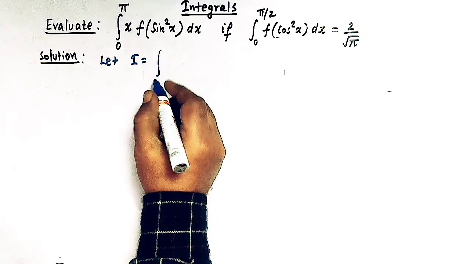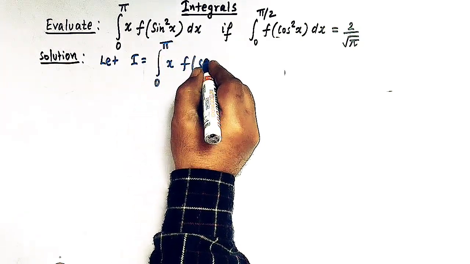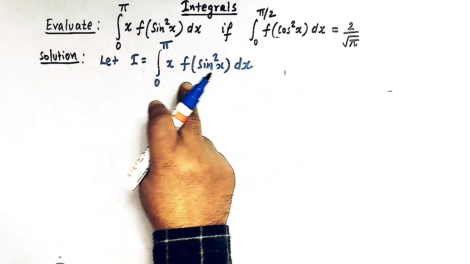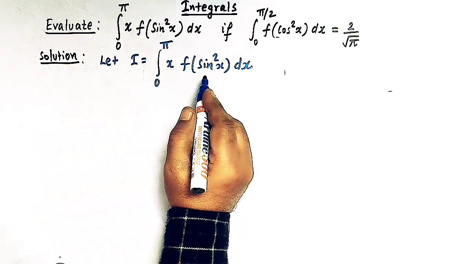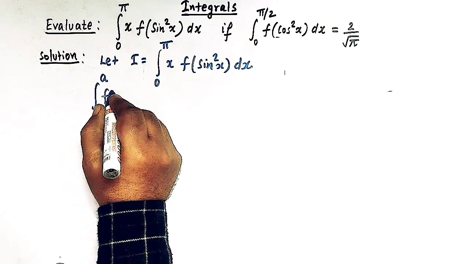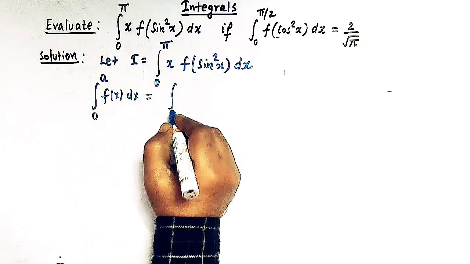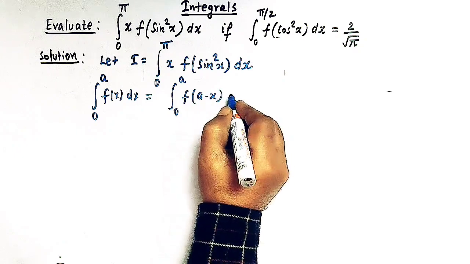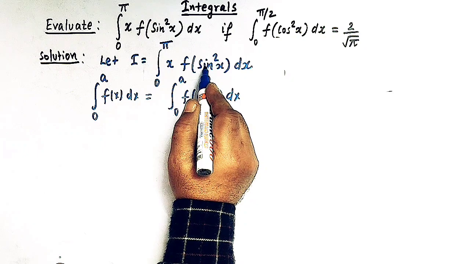So I is equal to the integral from 0 to pi of x times f of sine square x dx. Now let us make use of the property of definite integrals, which goes like this. If we have the integral 0 to a of f of x dx, then the value of this integral is equal to the integral 0 to a of f of a minus x dx, right? So let us apply this property to this integral.